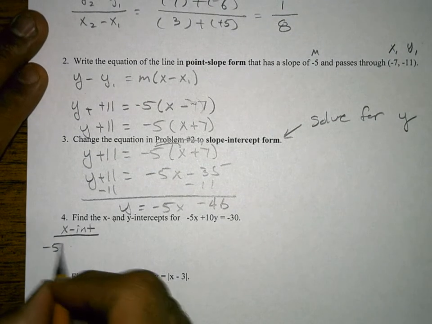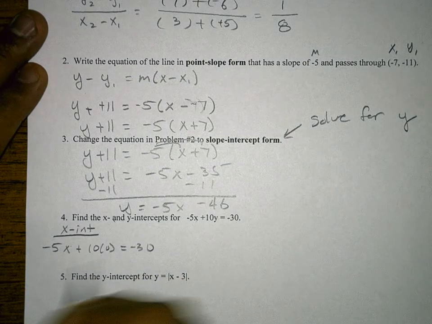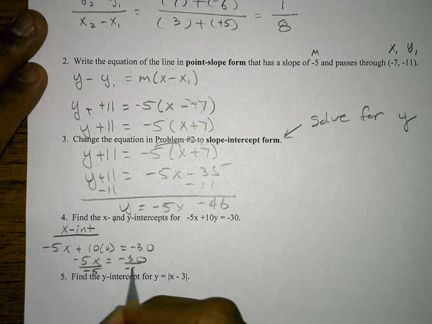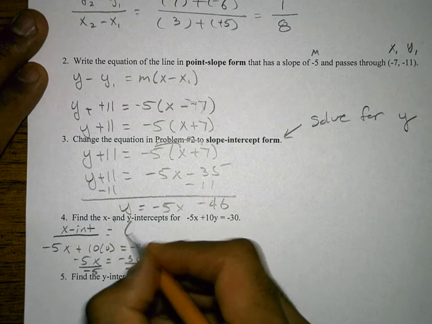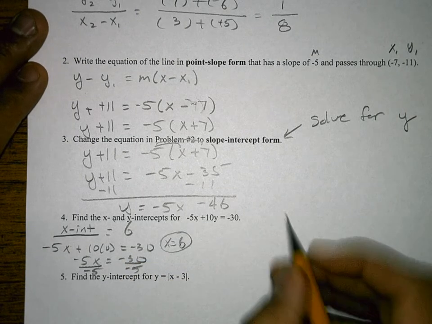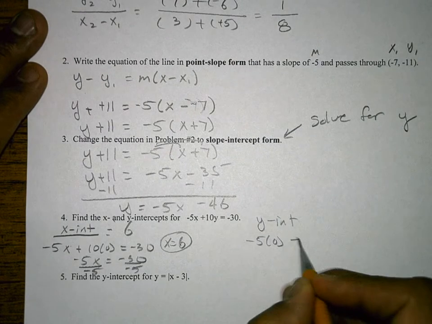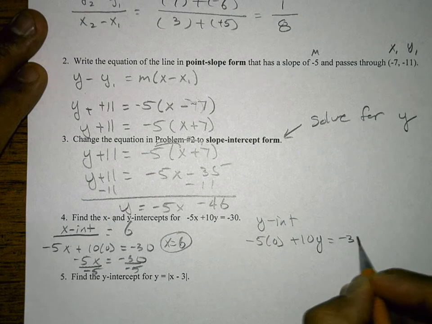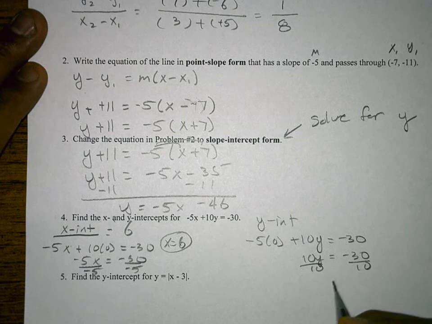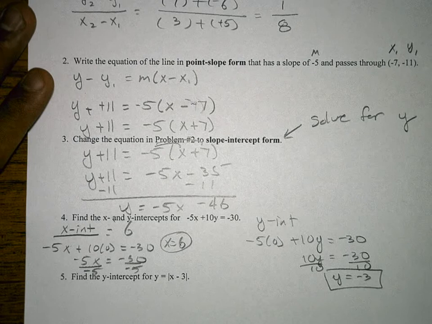Okay. So I'm going to say negative 5x plus make the other one 0. Okay, so I get negative 5x equals negative 30, divided by negative 5, and my x-intercept is positive 6, right? So kind of writing that x equals 6 right there. And then for the y-intercept, I make the x 0. Divided by 10, and that's my y-intercept right there.